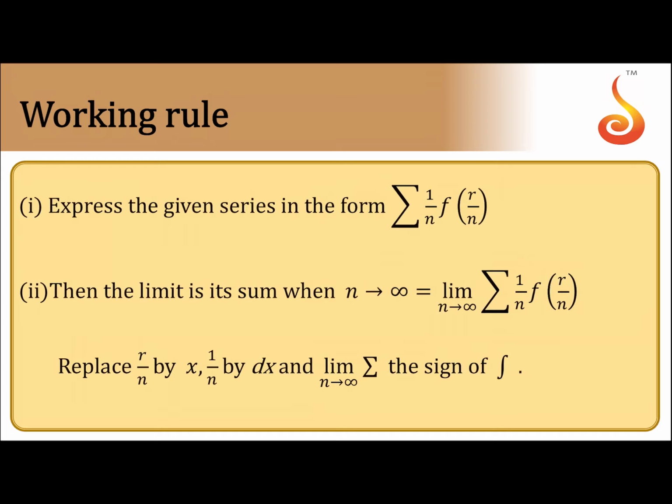So express the given series 1 by n f of r by n. Then the limit, it is a sum when n tending to infinity. So this is the case. So r by n is replaced by x, 1 by n by dx. The summation is represented as the integral sign.